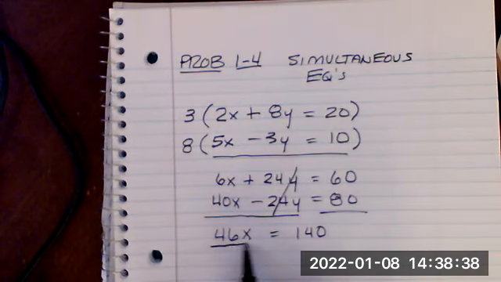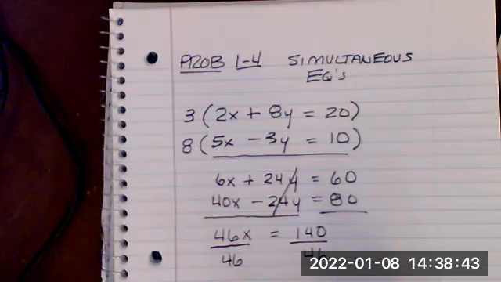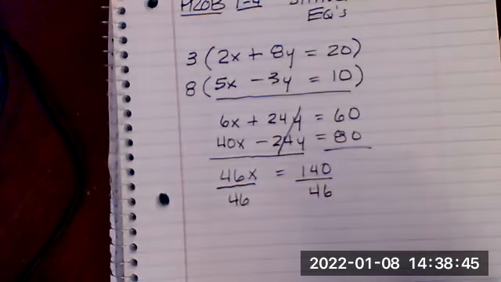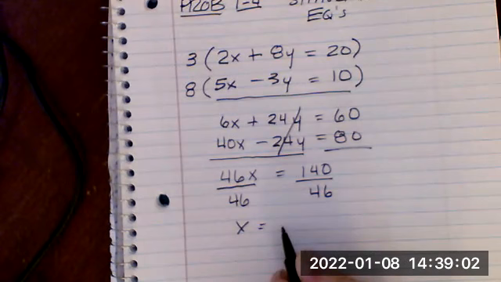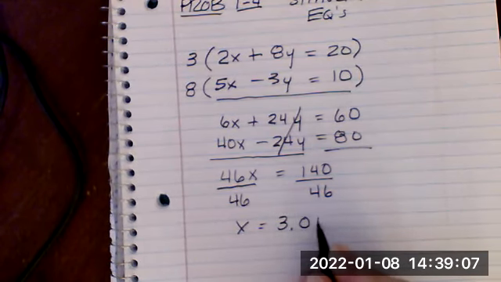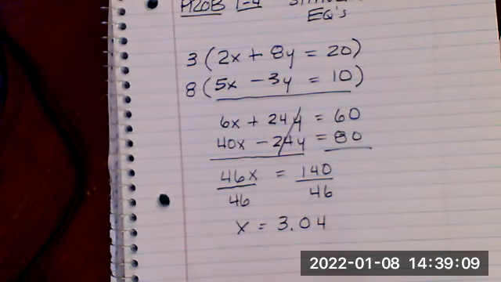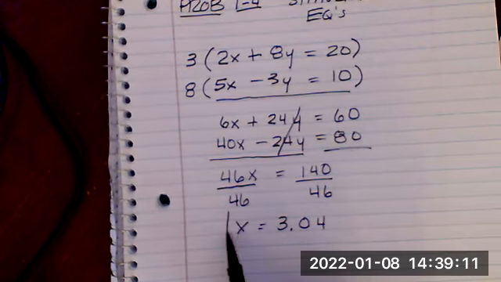Now we're going to divide both sides by 46. And so x now equals, okay, let's see. Let's do the math here on the calculator. We're going to have 140 divided by 46 equals, x equals 3.04. Okay, 3.04 is x.